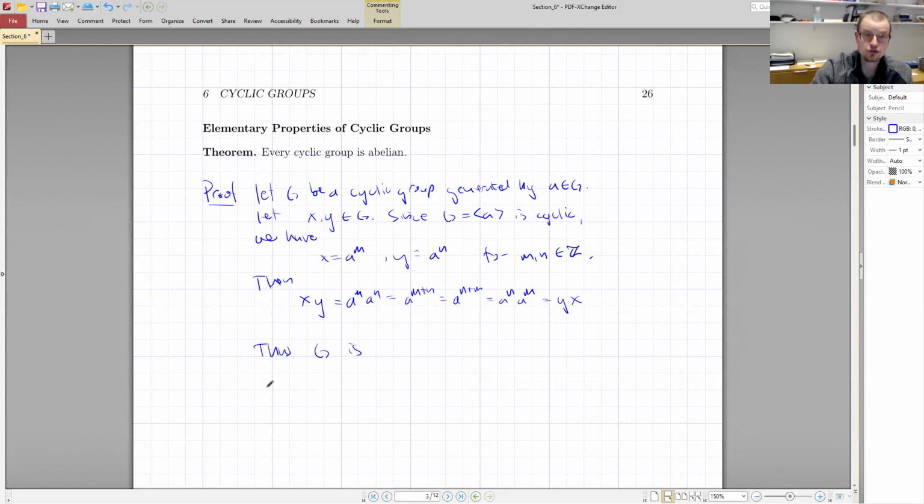G, the group G, is abelian. Fantastic. Don't forget to indicate the end of the proof, and we are all set. That's it. So every cyclic group is abelian. How wonderful is that?